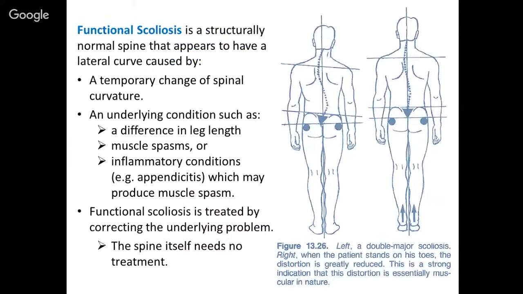Functional scoliosis or non-structural appears to be caused by a temporary change of the spinal curvature, or an underlying condition such as a difference in leg length, muscle spasms, or inflammatory conditions which may produce muscle spasm. And their functional scoliosis is treated by correcting the underlying problem. The spine itself needs no treatment.